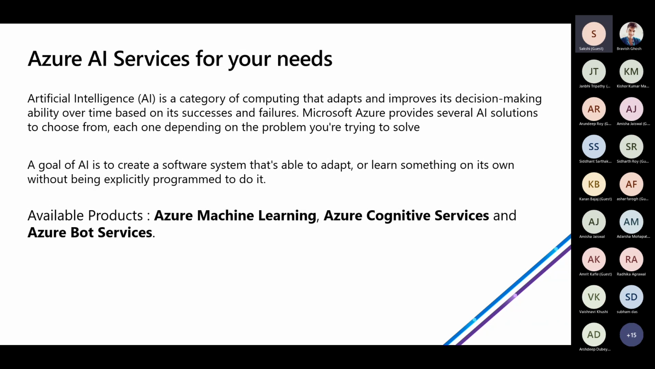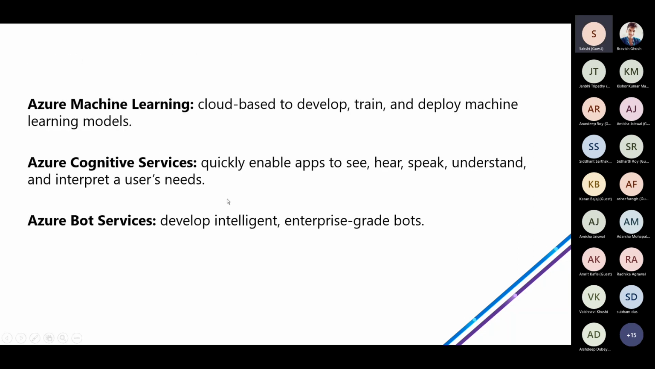So what are the available products for it? The major products, or you can say the core products, are Azure Machine Learning, Azure Cognitive Services, and Azure Bot Services. Okay. So let's see what Azure Machine Learning is. Azure Machine Learning is a cloud-based app to develop, train, and deploy machine learning models.